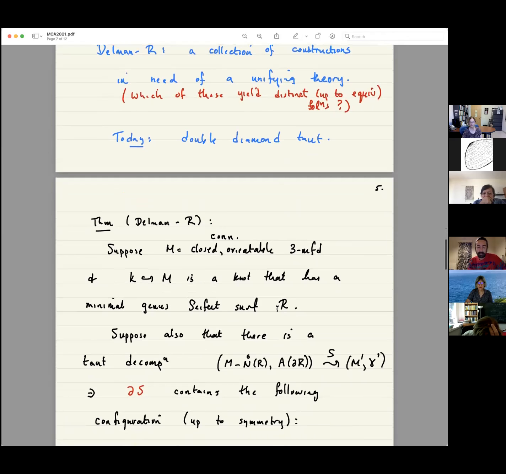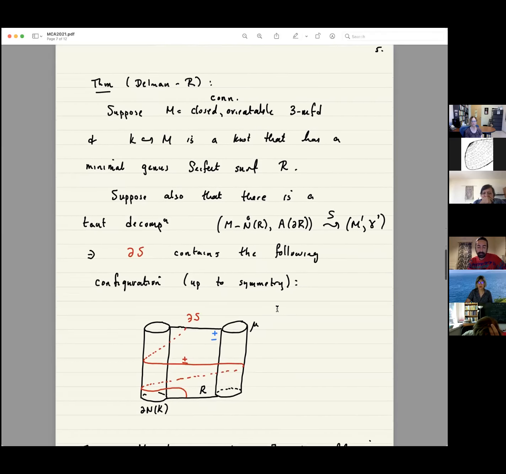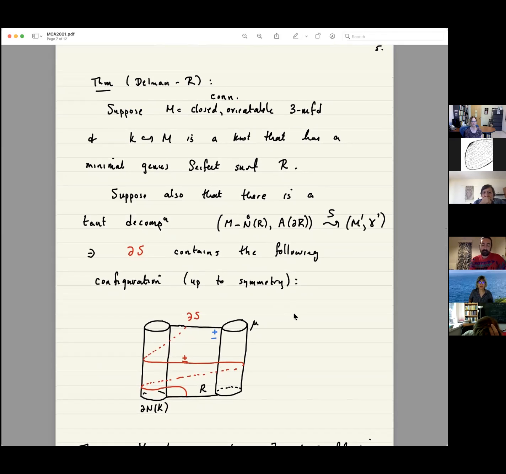So here's the setup. I'm quickly now jumping from trying to define everything to talking about sutured manifold theory. But let me try not to think too much about sutured manifolds. Let's suppose we just start with a manifold and we have some knot in the manifold and we're in a nice enough world that our knot has a minimal genus Seifert surface. Let's call that R.